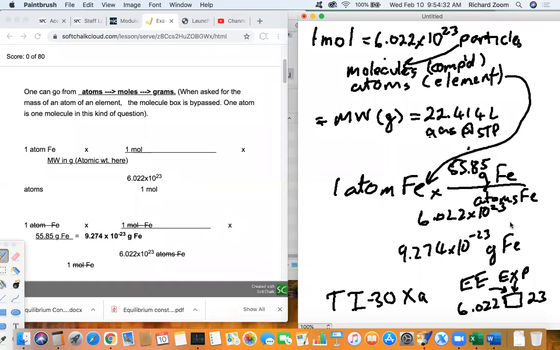That's a counting number. You can't have half an atom. You can't have 1.5 atoms. So it has to be an exact number. So that's not subject to significant figures. Now the molecular weight or the atomic weight is, and so is Avogadro's number, 6.022 times 10 to the 23. Both of those have 4 sig figs, so that's why the answer comes out to be 4 sig figs there as well. So that's the one exception to what I was talking about earlier.